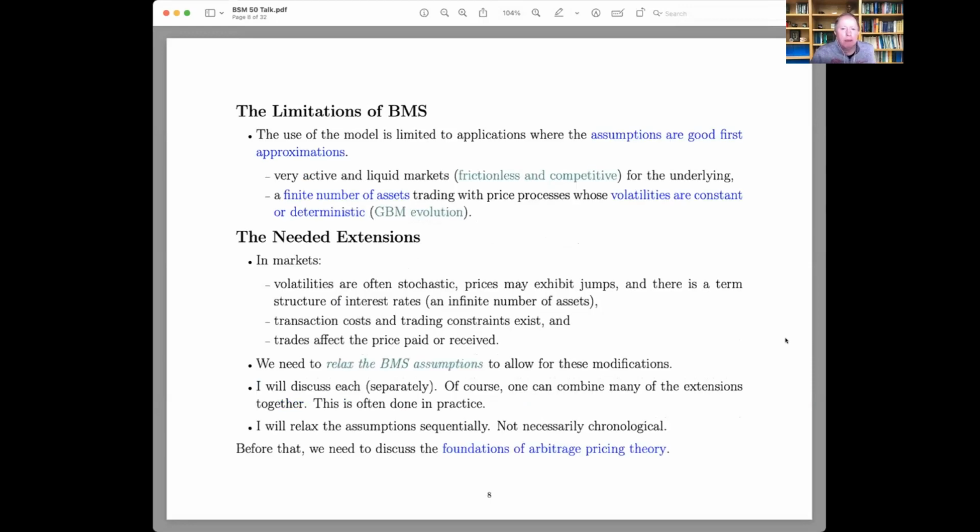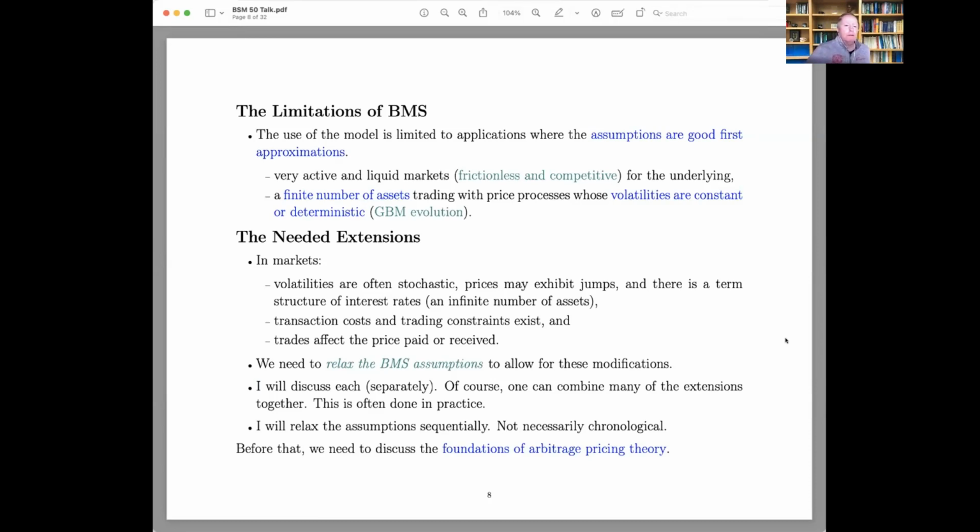All right. So what are the limitations of Black-Merton-Scholes? Well, this is true of any model. A model is limited in its application to the extent that the assumptions are good first approximations. And the key ones underlying Black-Merton-Scholes are very active, liquid markets, so nearly frictionless and competitive. Crucial in the model structure is that there's only a finite number of assets trading, with price processes whose volatilities are constant or deterministic.